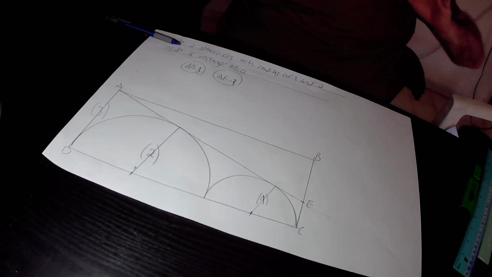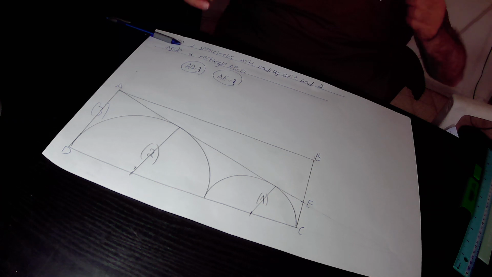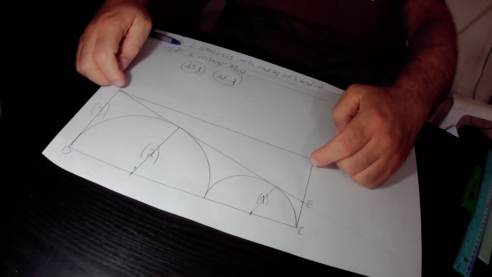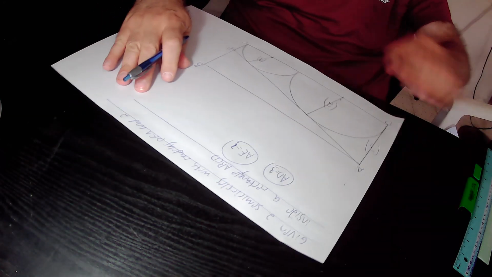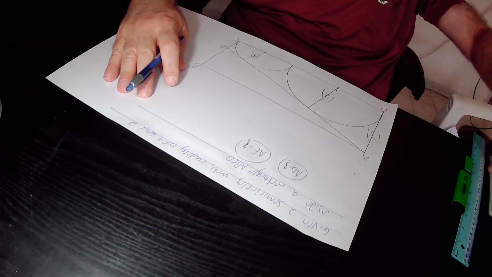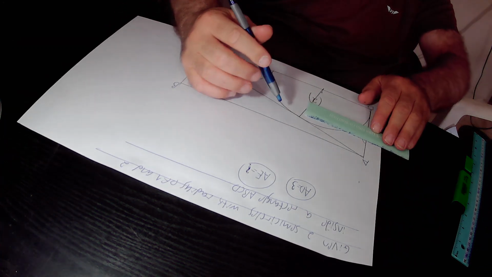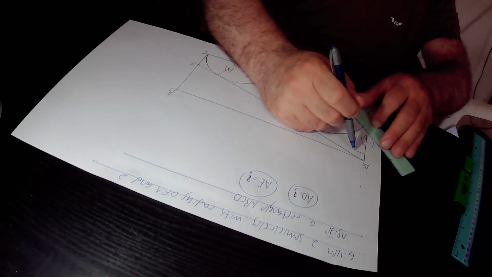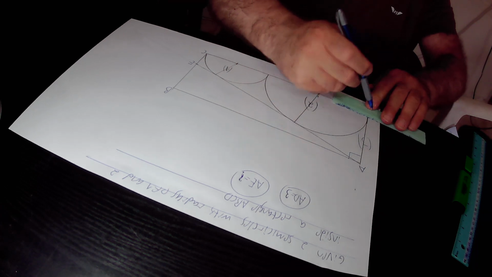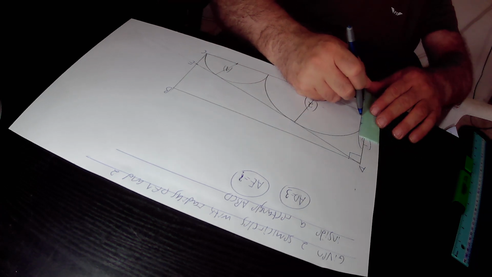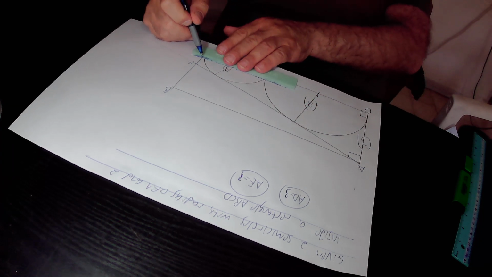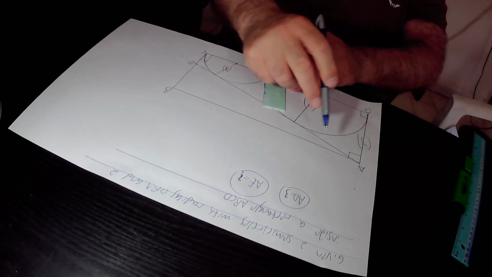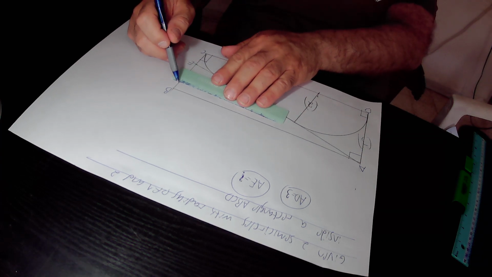So first of all, we know that all the angles inside any rectangle are right angles. So those 4 angles are all right angles. So this is a right angle. This is a right angle. This is a right angle. This is angle ABC. This is also a right angle.